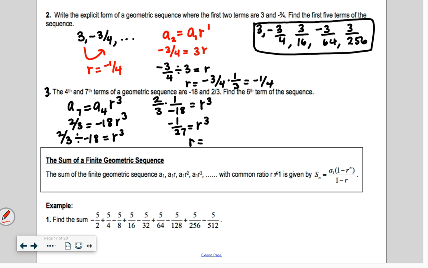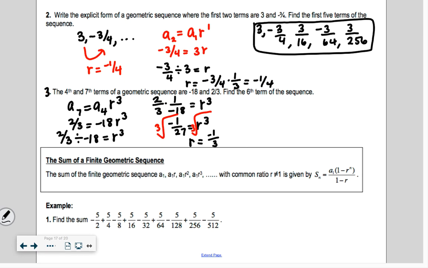So the cube root of negative 1 over 27. Take the cube root of the top and the cube root of the bottom. The cube root of negative 1 is negative 1. What's the cube root of positive 27? 3. So it's negative 1/3.